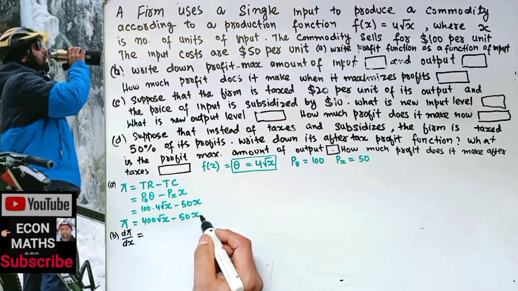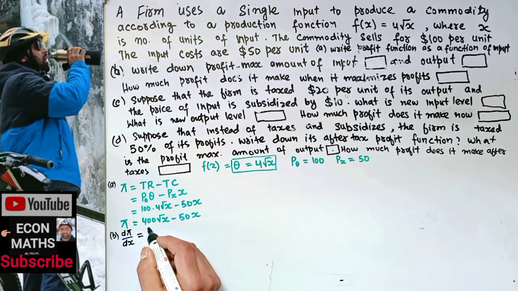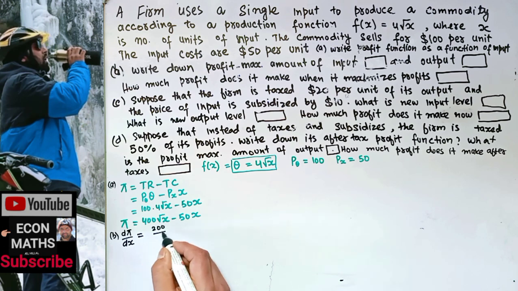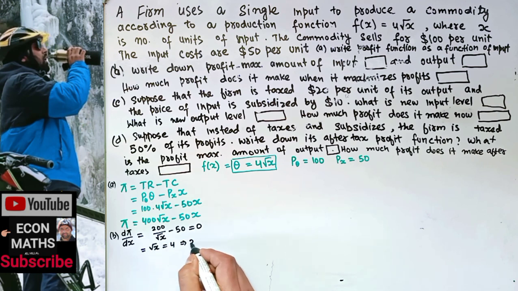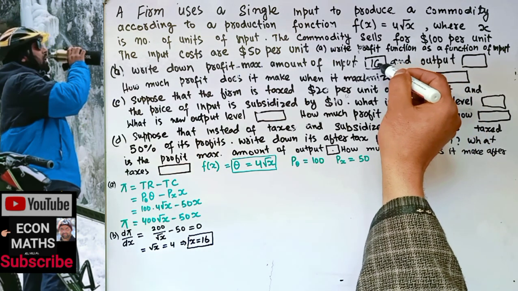Let's take the derivative of this function with respect to x. When we take the derivative with respect to x, it will become 200 upon under root x minus 50 should be equal to 0. Now solving for x, we will get under root x will be equal to 4, which gives us x will be equal to 16. That means profit maximizing unit of input will be 16.